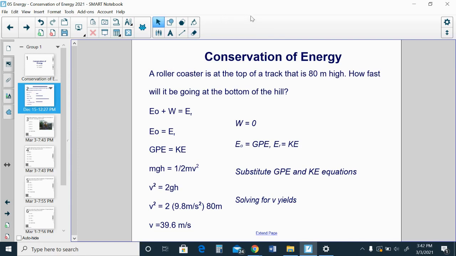So in this scenario, we have a roller coaster and it's at the top of a track, and the track is 80 meters high. How fast will it be going at the bottom of the hill? So we have that roller coaster just to visualize it here. So it's at the top of that hill, and we want to figure out the velocity at the bottom of that hill here.